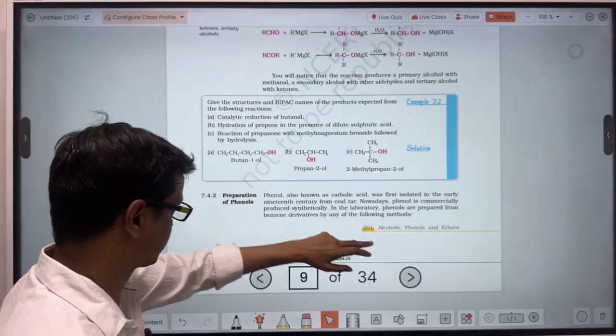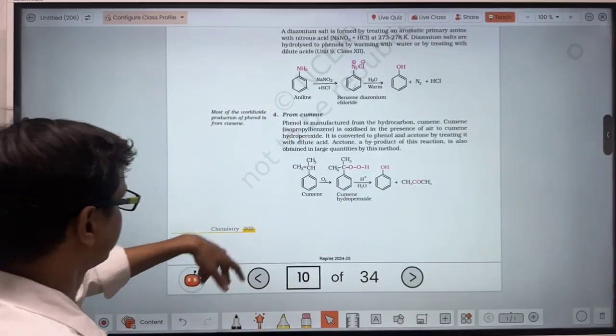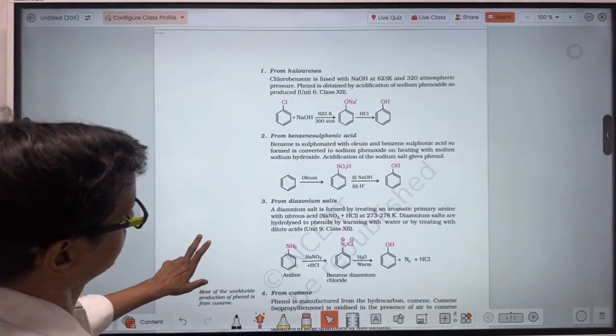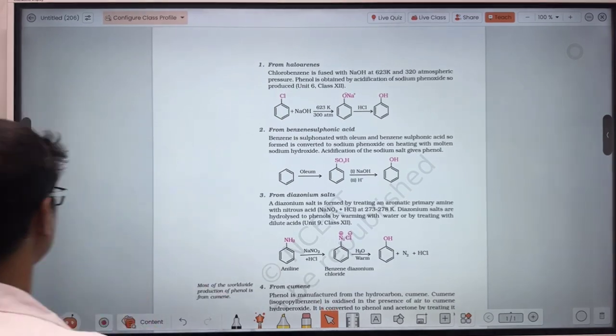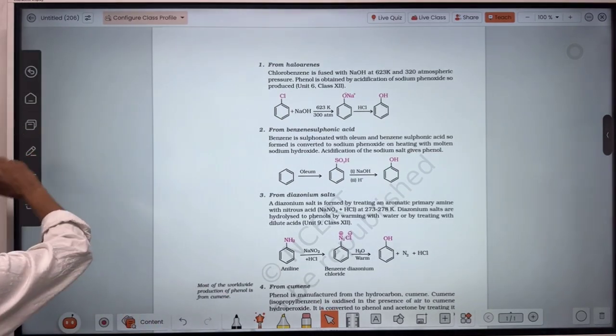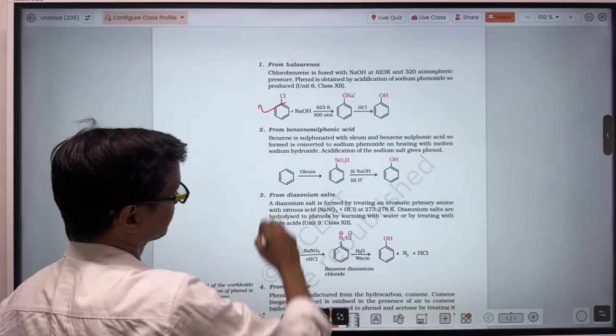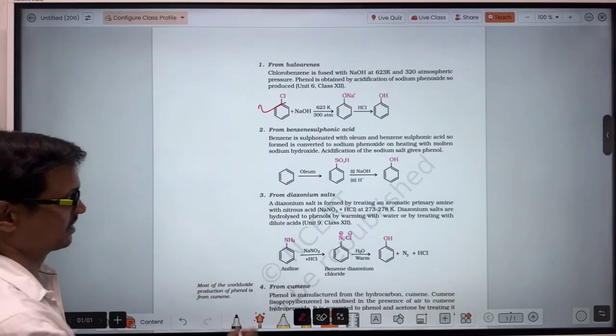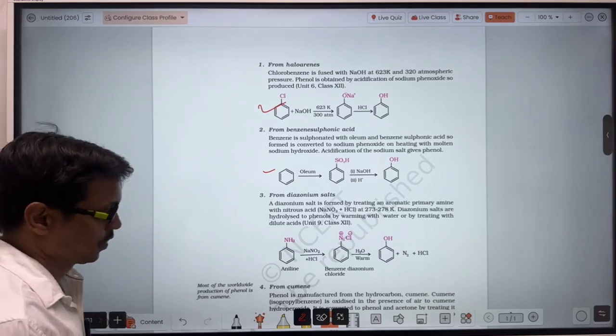Firstly, I will discuss the preparation of phenols, and then we will come to the questions. Now let's see, firstly, preparation from haloarene. This reaction you are already aware of; we have discussed it in haloalkanes and haloarenes. Now about this reaction, benzene and this compound.